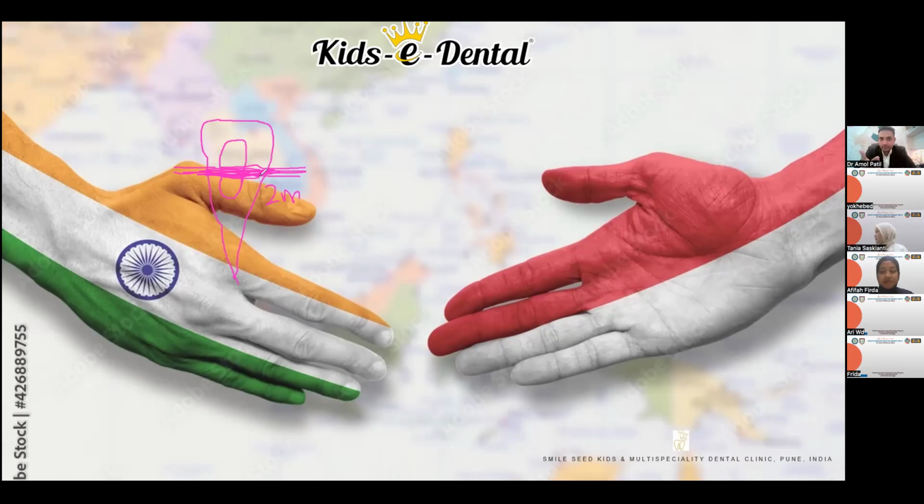Groper's appliance is nothing but we use the bands on the posterior molars, and with the help of that, we can place the crowns to replace the missing teeth, like a Maryland bridge in the anterior region.